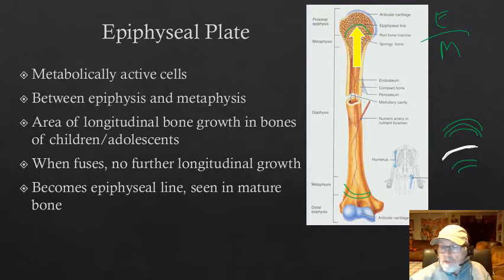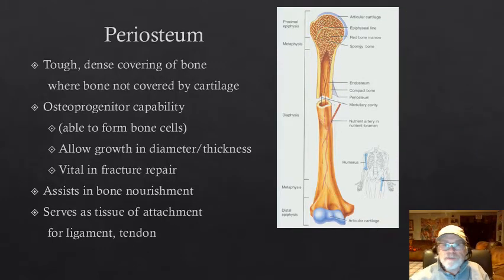But when that growth plate fuses, that epiphyseal plate fuses, there's no further longitudinal bone growth, okay? And again, it becomes what's called the epiphyseal line, which is most likely, and not always, but frequently seen as a whiter line on a radiograph, okay? Where the growth plate closed.